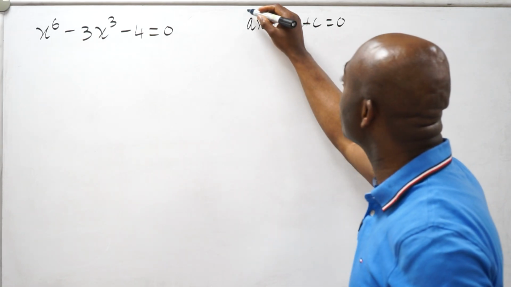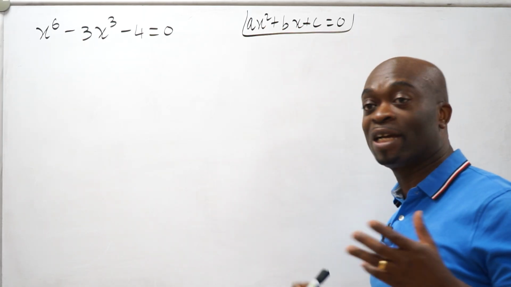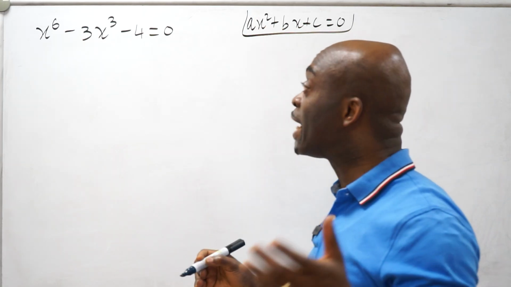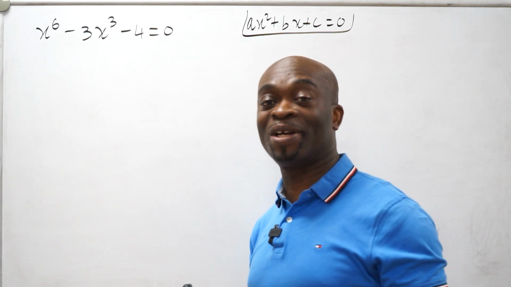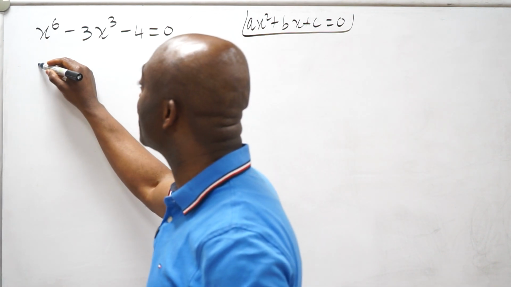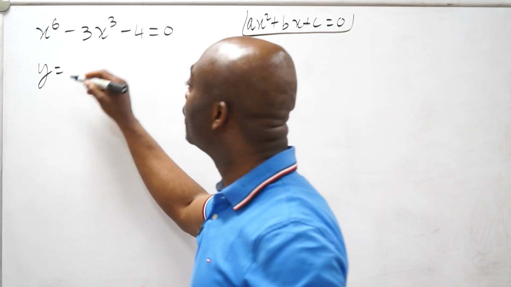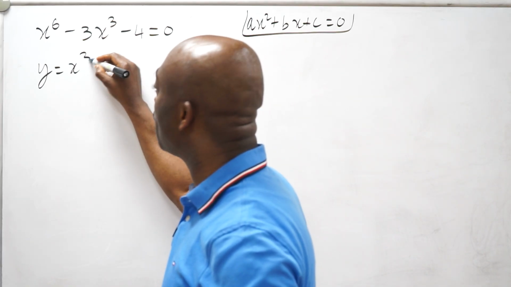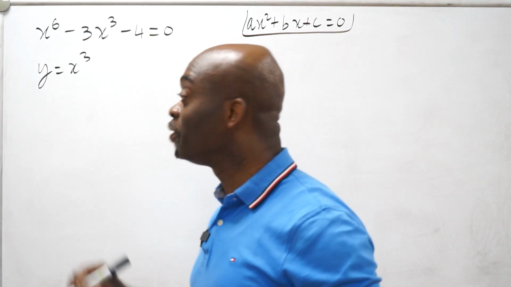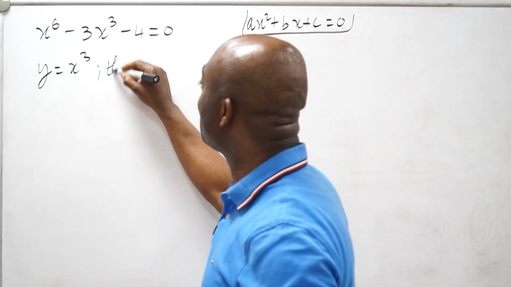So this one is the quadratic equation. This can guide us, but that's not what we have. So we've got to make some assumptions here. To make assumptions, we can just say y equals this middle term, x to the third power. We can do that. So then that means what?